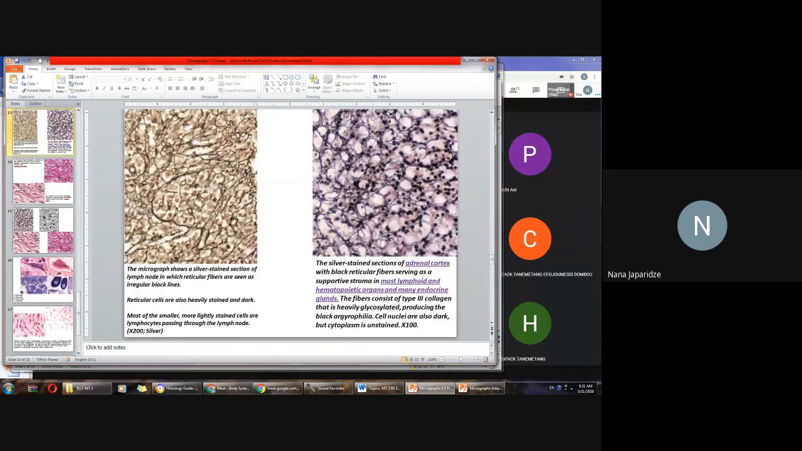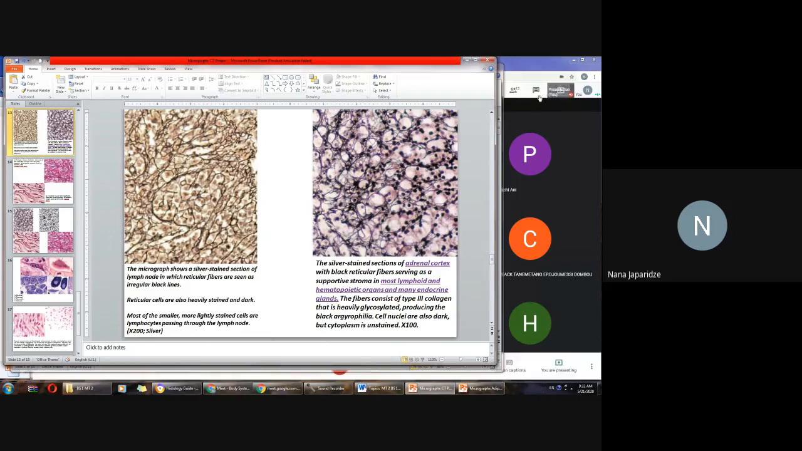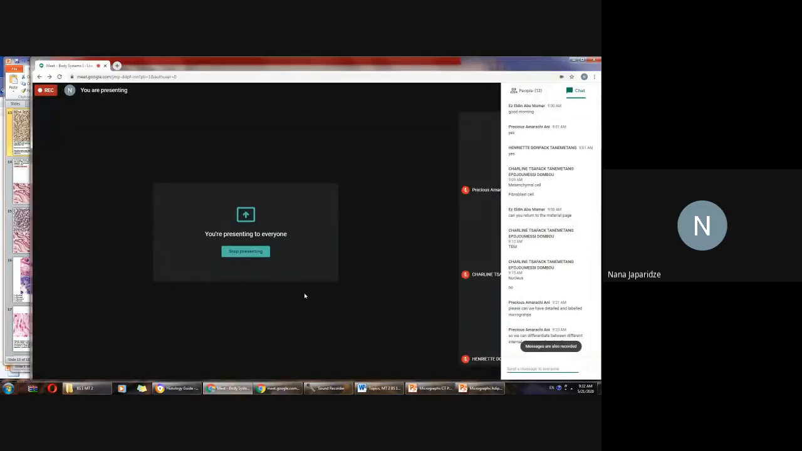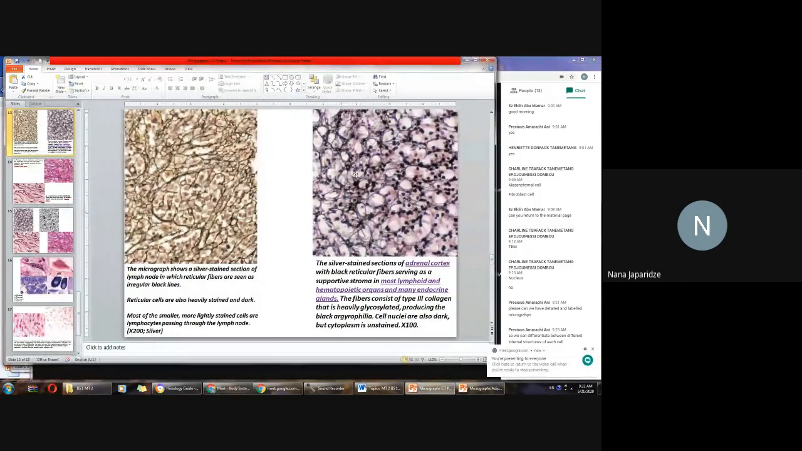What type of tissue is this? Reticular connective tissue. And here, these dark stained lines, black stained lines, these are the cells which produce reticular fibers.